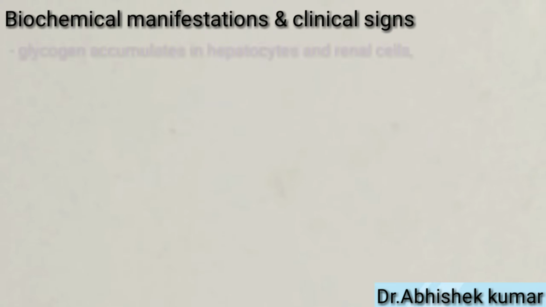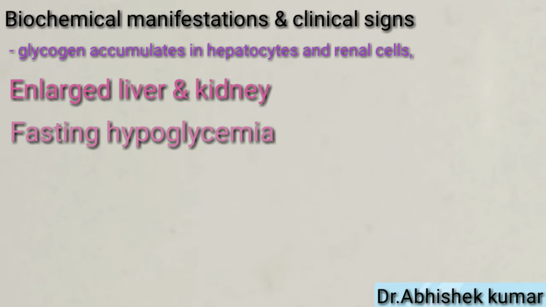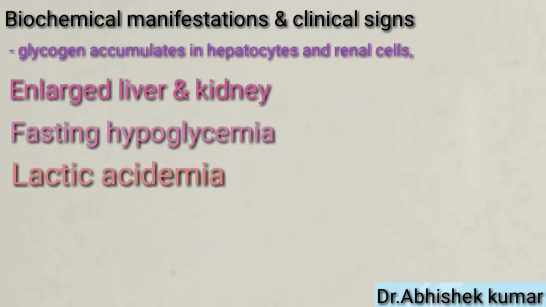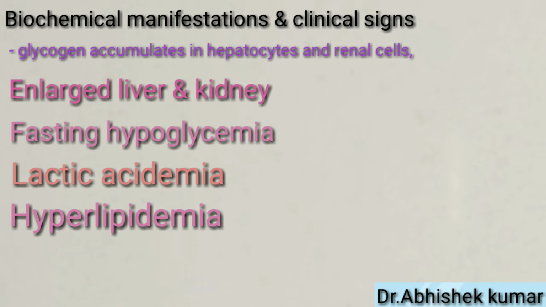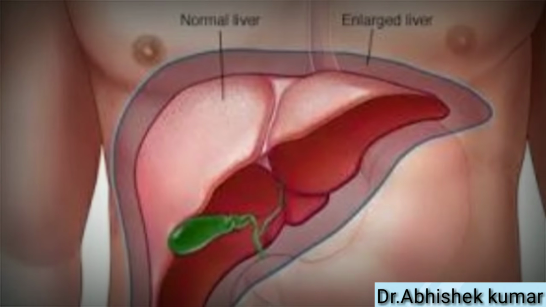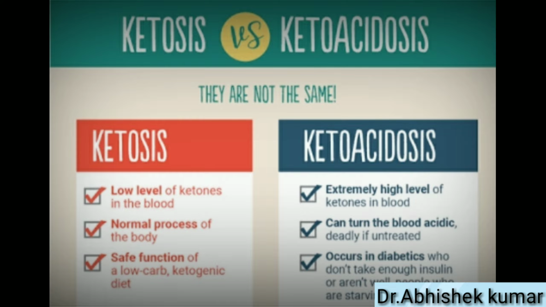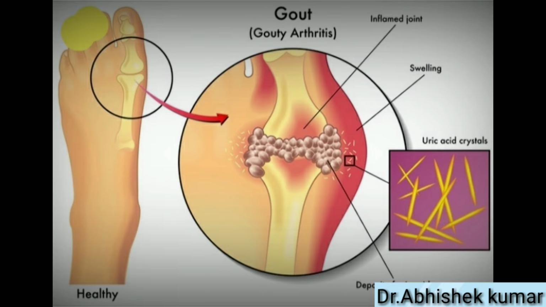Biochemical manifestation and clinical signs: glycogen accumulates in hepatocytes and renal cells, enlarged liver and kidney, fasting hypoglycemia, lactic acidemia, hyperlipidemia, ketosis, and gouty arthritis are the clinical signs. Here you can see the enlarged kidney, enlarged liver, hyperlipidemia, ketosis, don't get confused with ketoacidosis, and gouty arthritis, where you can see uric acid crystals and swelling.